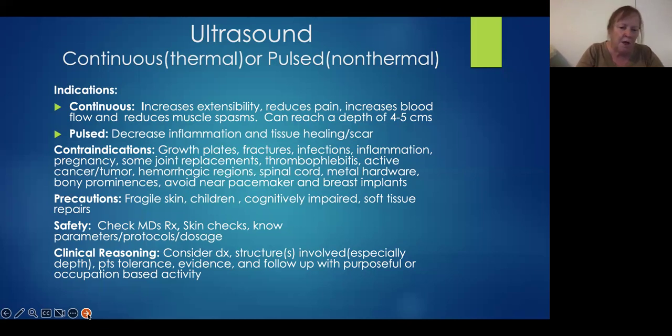Infections, inflammation, pregnancy, some joint replacements, but I just say, if the person has a joint replacement and you see that on the exam, don't use ultrasound. Don't select that one. Thrombophlebitis, active cancer, hemorrhagic regions, over your spinal cord. You're not going to use it over your spinal cord. And not using ultrasound over metal hardware or any bony prominences, especially the continuous, because you could burn somebody. Remember, it goes so deep, so you don't want to burn somebody. And avoid near any pacemakers or breast implants.